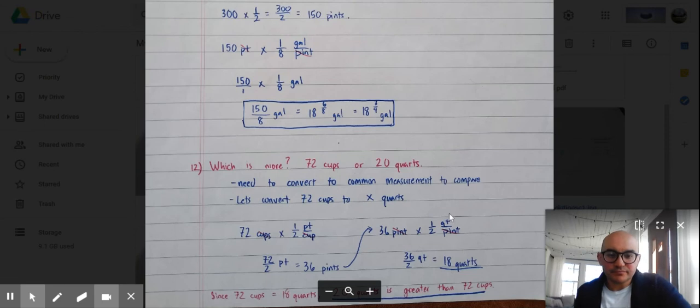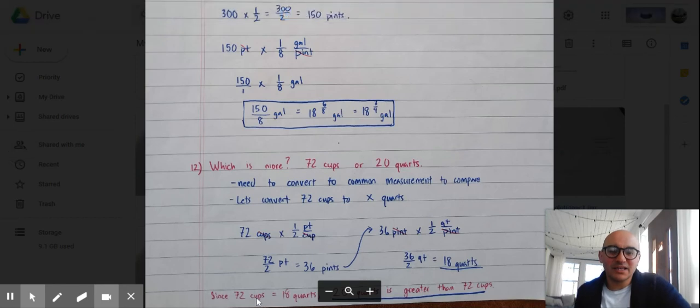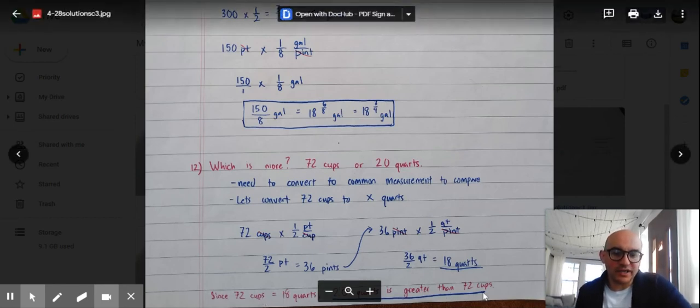Let me just wait for that little guy to disappear there. Well, maybe it won't. But since 72 cups equals 18 quarts, I'm just reading the sentence I wrote here at the bottom. Since 72 cups equals 18 quarts, 20 quarts is greater than 72 cups. Okay, 20 quarts is greater than 72 cups.